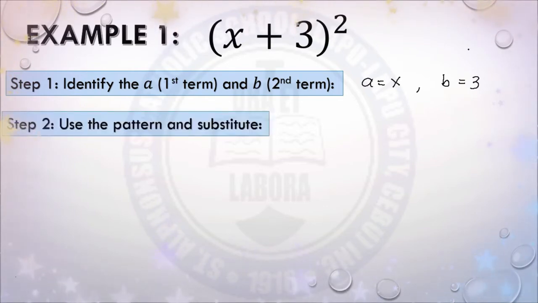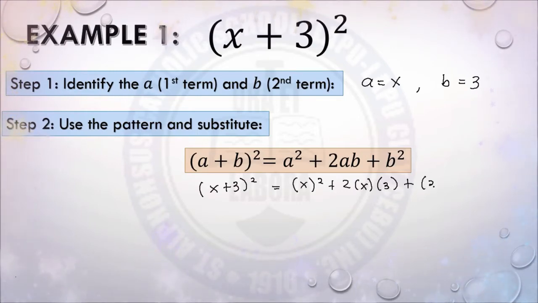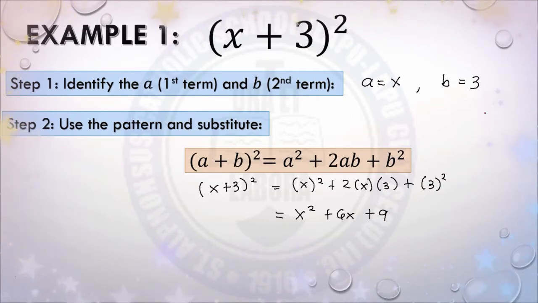Second step, use the pattern and substitute. The pattern is a squared plus 2ab plus b squared. So, write the given. Substitute the first and the second term: x squared plus 2 times x times 3 plus 3 squared. Then simplify. This is x squared. 2 times x times 3 is 6x, plus 9. And this is now your final answer. I want you to box your final answer.